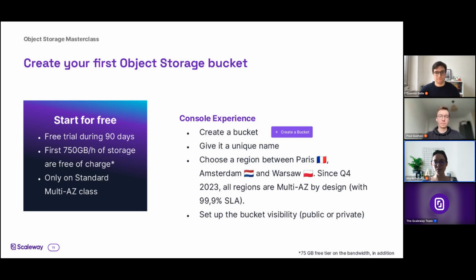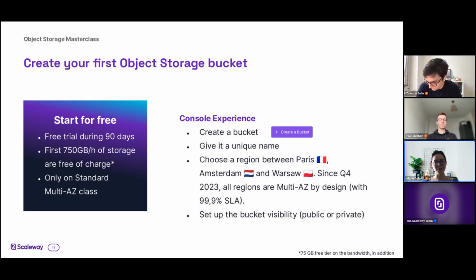When you create a bucket, you first give it a name and you choose a region for your data to be stored. We currently have 3 regions: Paris, Amsterdam, and Warsaw. And since Q4, all our regions are multi-AZ by design, meaning that we are resilient to the loss of an entire data center for object storage.